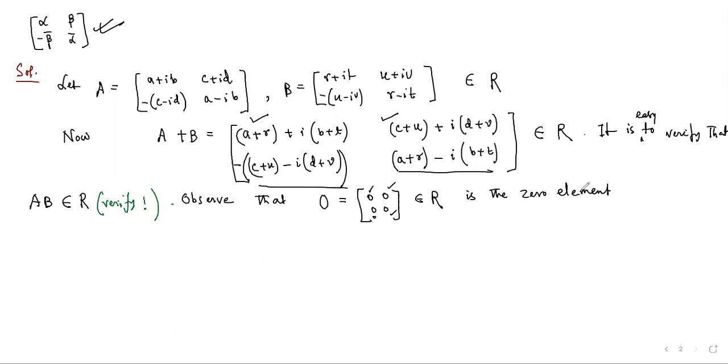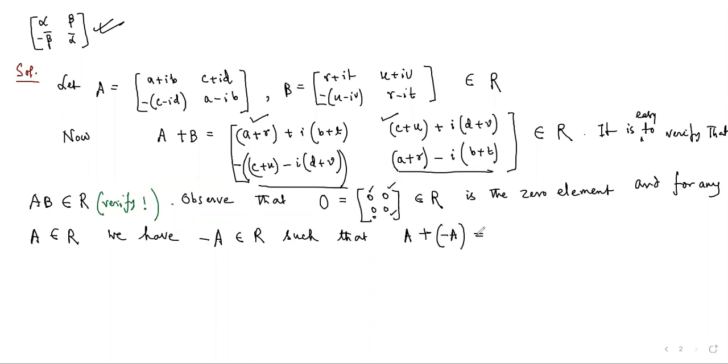So the 0 element belongs to the set R, and for any non-zero matrix A in R, it is obvious that the negative of this element, minus A, will also belong to R, such that if I add these two matrices, the zero matrix will come out. Let us denote this zero matrix by 0 bar. And further, the distributive property will hold.